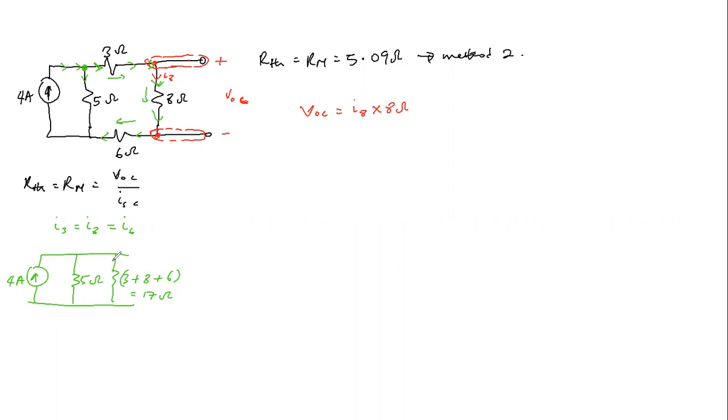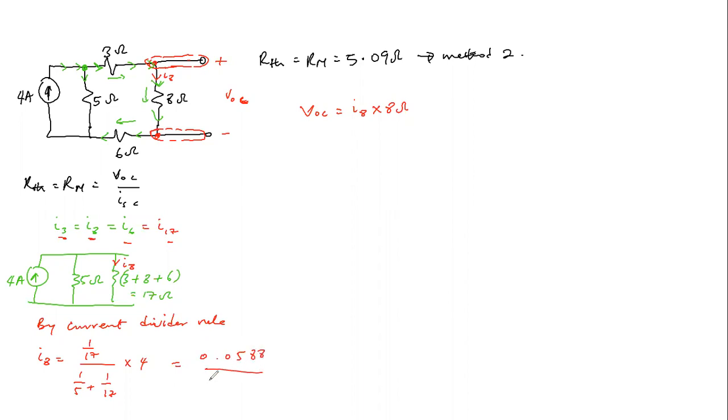Since the same current flows through them, we can as well say that this same current is the same as I17. So we can peg this as I8 because it's the same current that's flowing through them. So by current divider rule, I8 will be the same as 1/17 divided by 1/5 plus 1/17, times 4. So this will give us about 0.0588 divided by 0.2588 times 4. And that will give us 0.909 ampere. Okay?